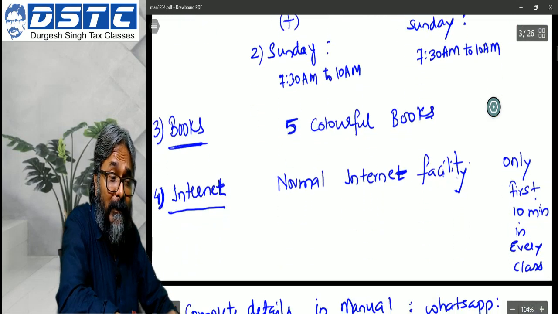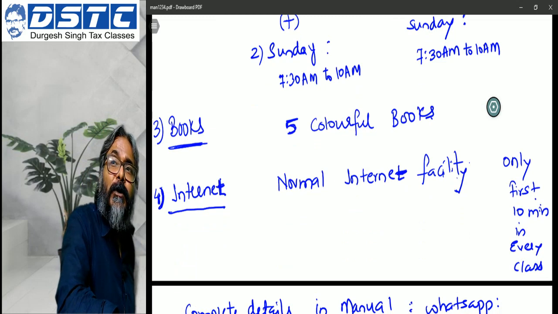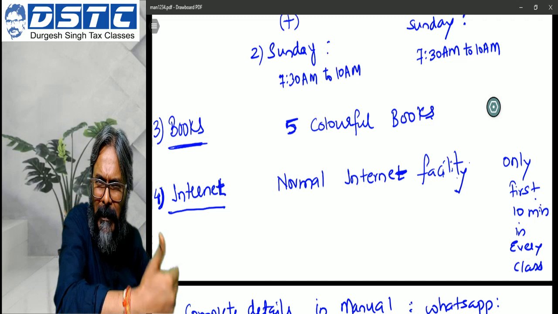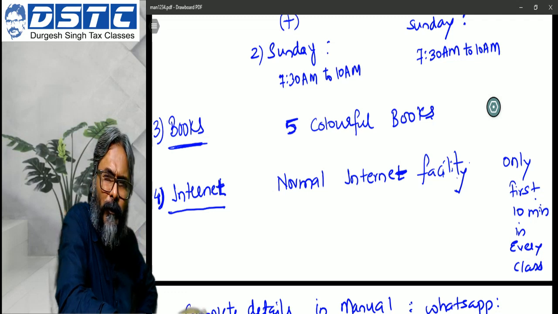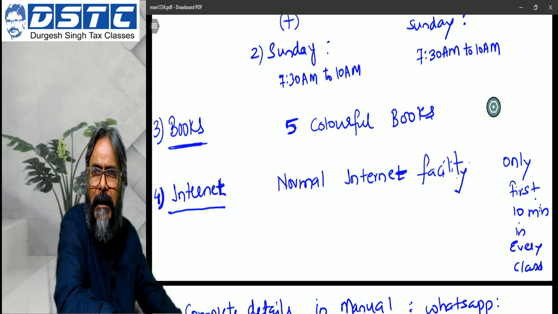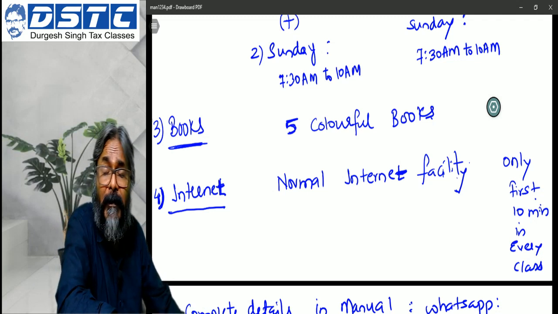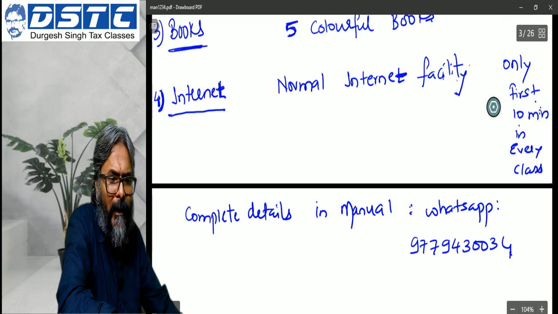And now the concern of the students would be, what about the internet part? Students, here it is the normal internet facility, the way we watch YouTube and all. That kind of normal internet facility would be required. As far as your G drive batch is concerned, internet facility would be required only in the first 10 minutes of every lecture. Students, that is exactly how it will be in this context.